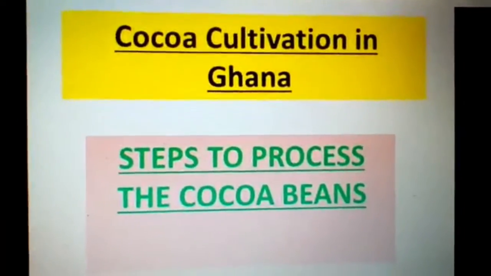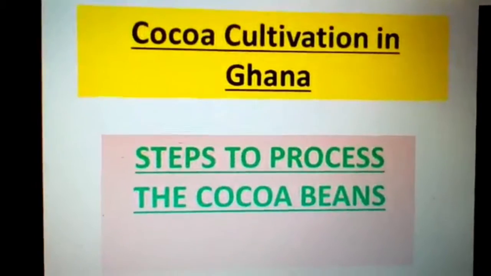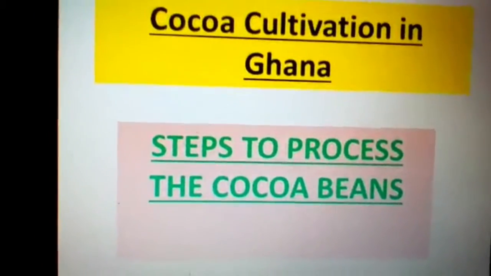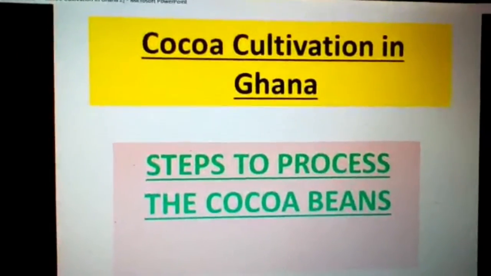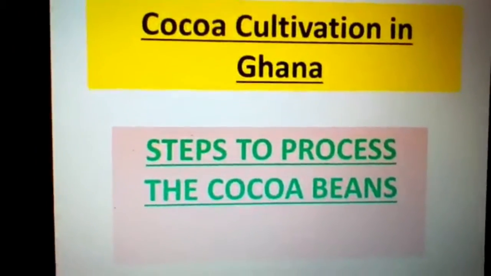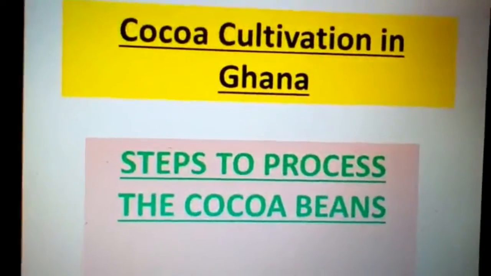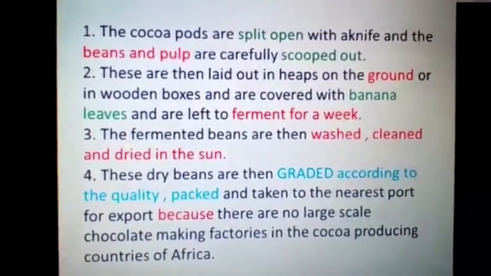Good afternoon, dear children. In the previous class, we had finished with the discussion of the favorable geographical conditions required for the cultivation of cocoa plants. Now, today we'll be proceeding further with the steps to process the cocoa beans. The cocoa beans are processed in the following four steps.